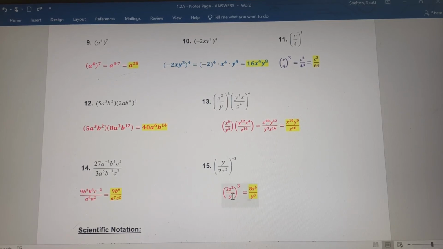And an understood 1 there, that's y to the 1st power. Multiply that 1 and that 3, and I get y cubed. So the answer for 15 is 8z to the 6th over y cubed. So that's a lot of different examples that give you a pretty good idea of how to use these laws of exponents.